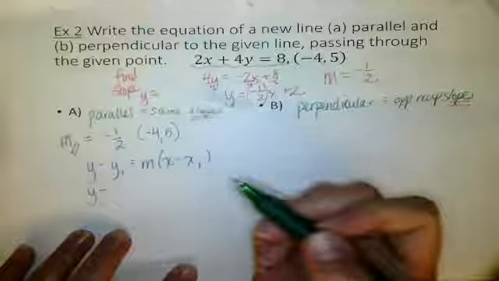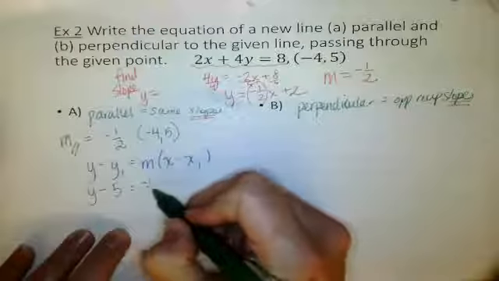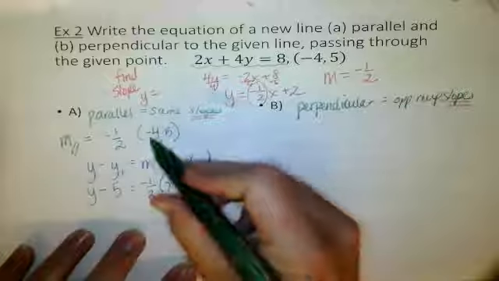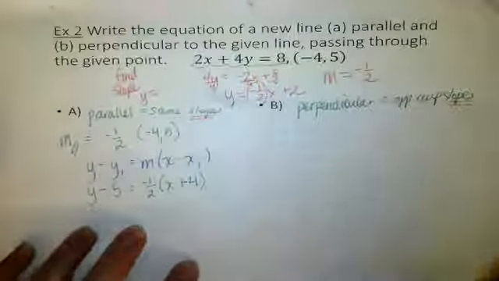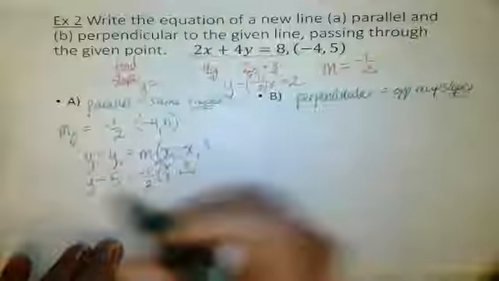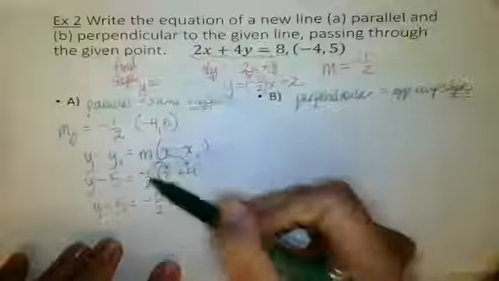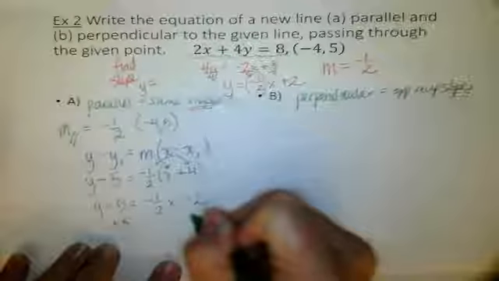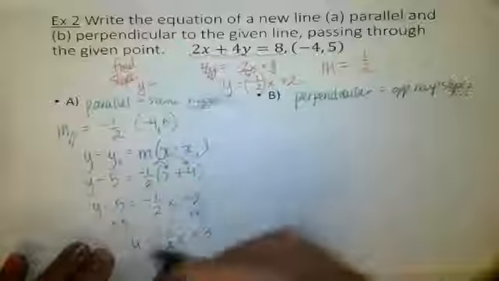y minus what? 5 equals negative 1/2 times the quantity x plus 4. Very good. Minus a negative 4 is going to turn to a positive 4. Then we can distribute. So we get negative 1/2 x. What's negative 1/2 of 4? Negative 2. And then we can add 5. So we get y equals negative 1/2 x plus 3.